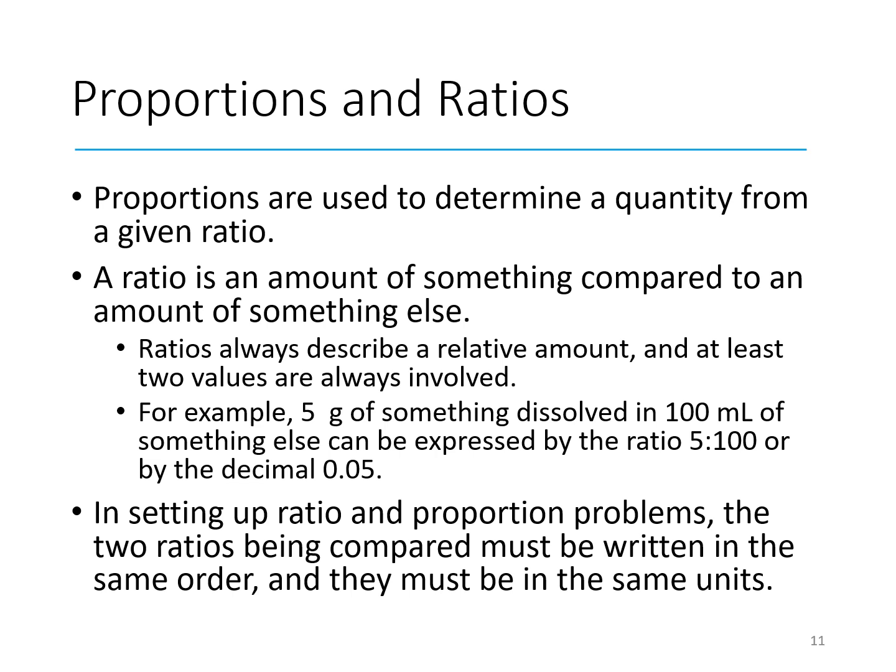So we do often use proportions and ratios in the clinical laboratory setting. Proportions are used to determine a quantity from a given ratio. The ratio itself is expressed as an amount of something compared to an amount of something else. Ratios are described as a relative amount, and you have at least two values involved. For example, 5 grams of hydrochloric acid is dissolved in 100 mLs of deionized water.